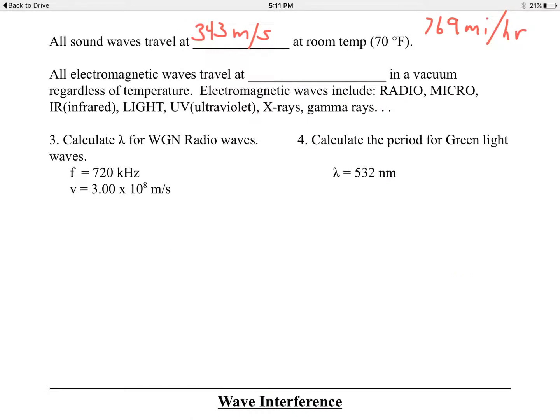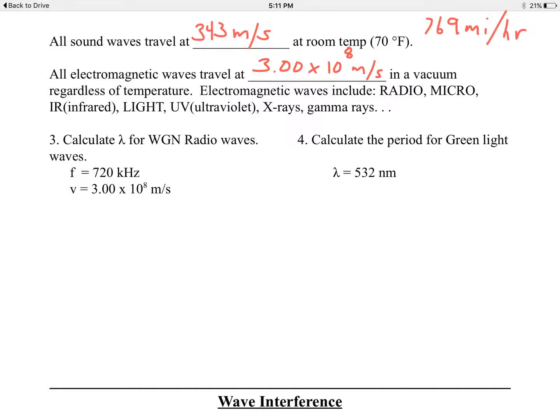Now, electromagnetic waves travel at a different speed, almost 1,000,000 times faster, and that is 3.00 times 10 to the 8th meters per second. That's around 700 million miles per hour. We won't need to use that number. But electromagnetic waves travel at that speed in a vacuum, regardless of the temperature. They're not temperature dependent like sound is. Sound will travel at slightly different speeds at different temperatures. Once again, we'll talk about that later. But for now, the speed of sound is 343 meters per second. The speed of electromagnetic waves is 3 times 10 to the 8th meters per second.